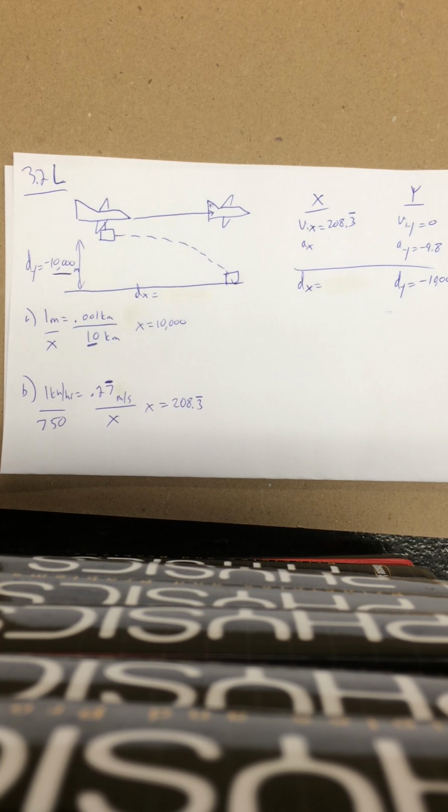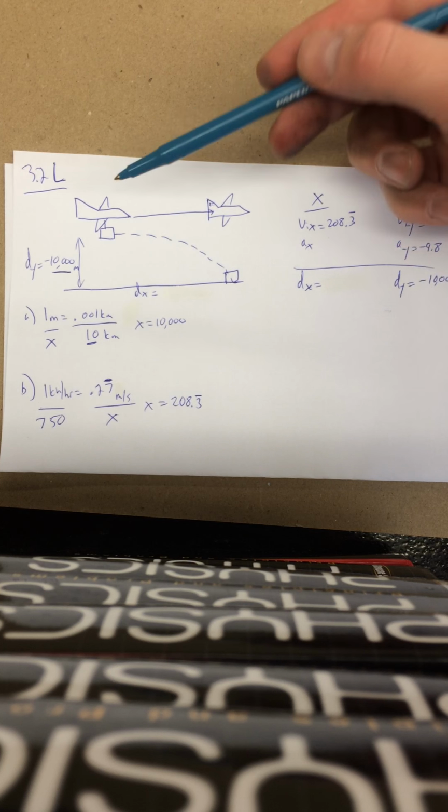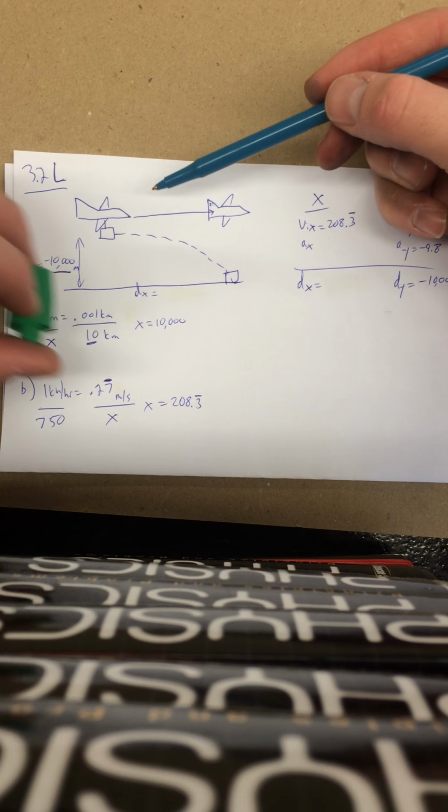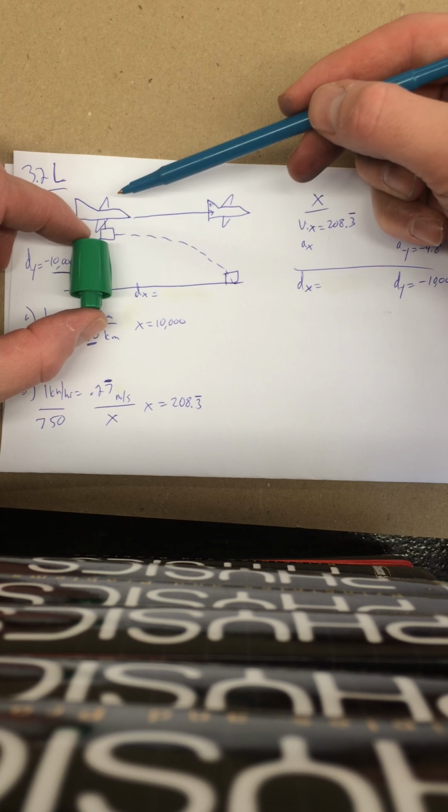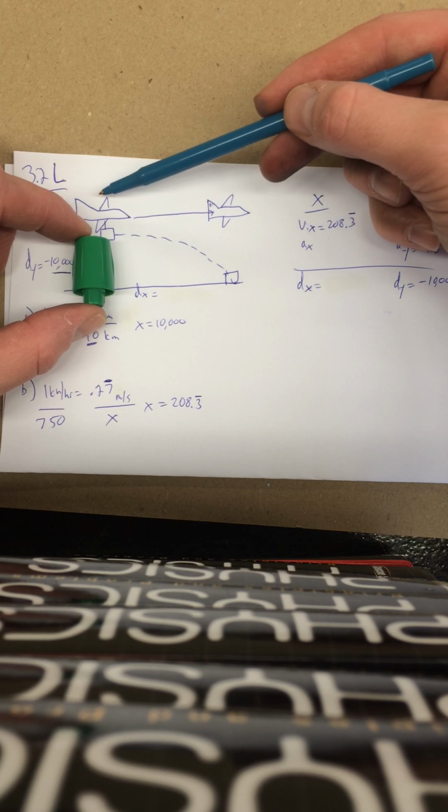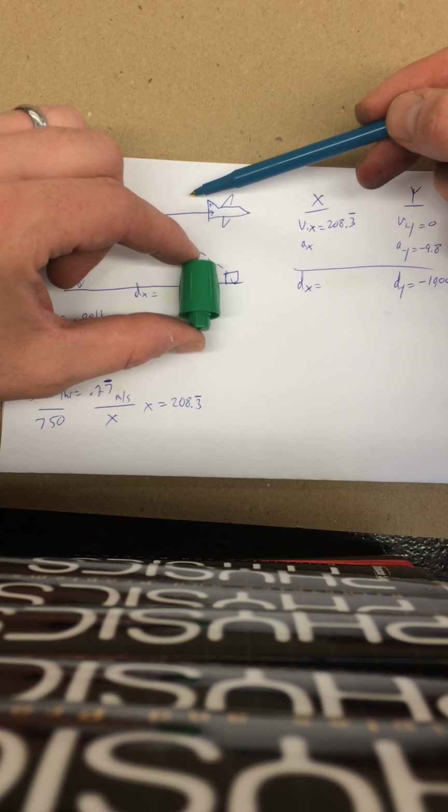Okay, we're looking at question 3.2L. It says that an airplane drops off its cargo. When it drops off its cargo, it's flying this way, and then as it drops it, there's no air resistance.